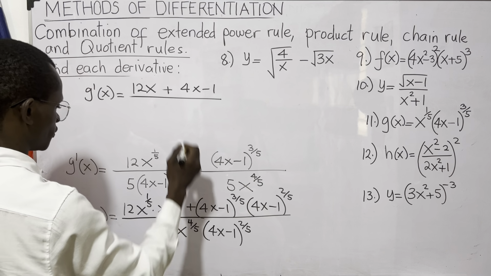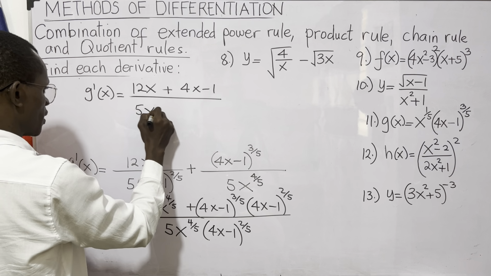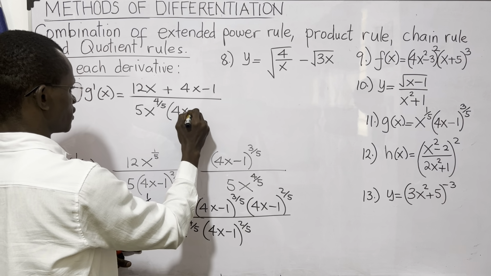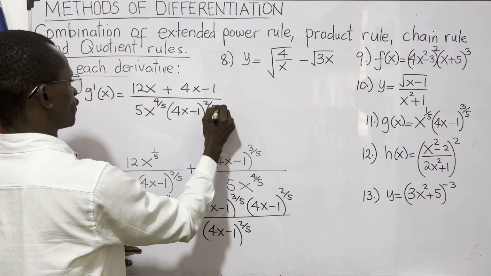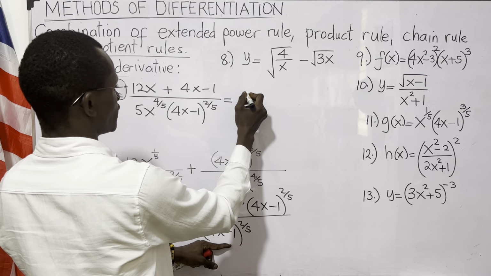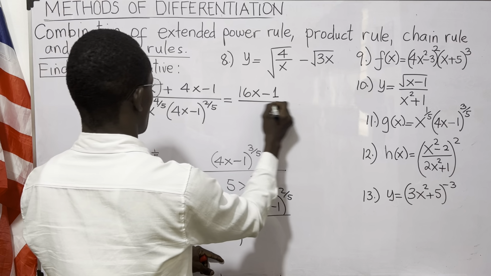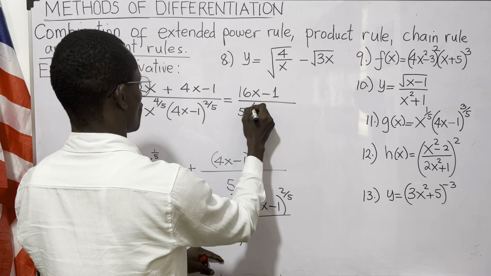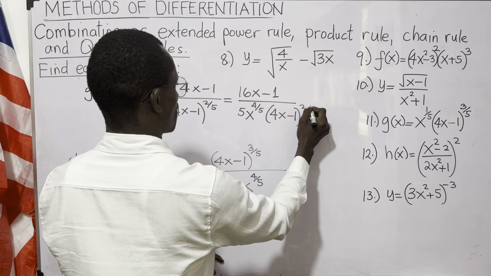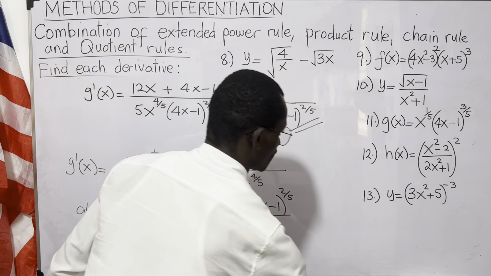Divided by, not 4 now, but 5x raised to the power 4 over 5 times 4x minus 1 raised to the power 2 over 5. So what is this equal to? This equals 12x plus 4x is 16x minus 1 all over 5x to the power 4 over 5 times 4x minus 1 raised to the power 2 over 5. So this is our final answer.